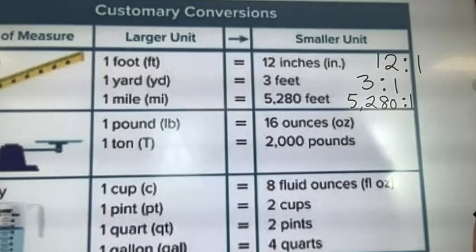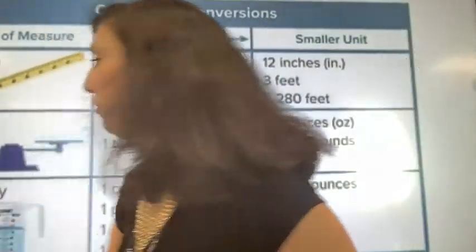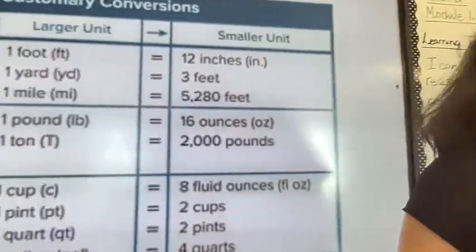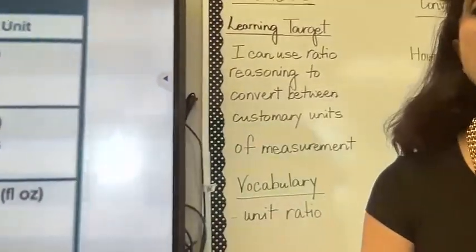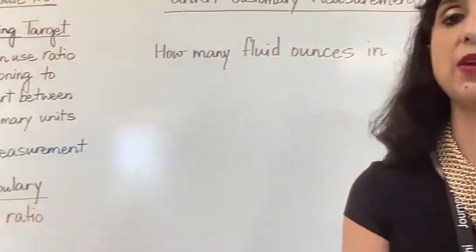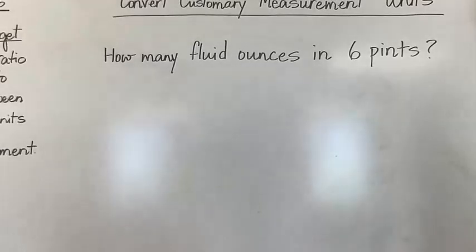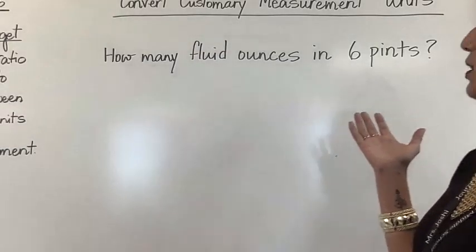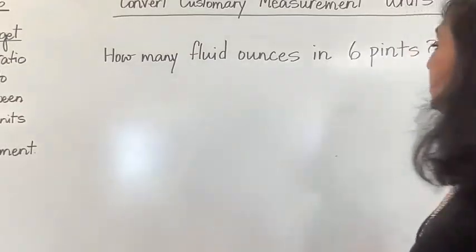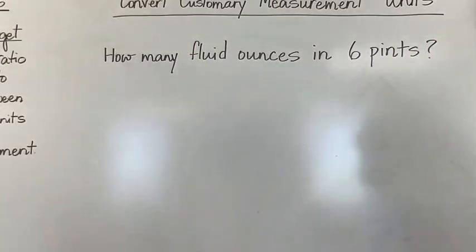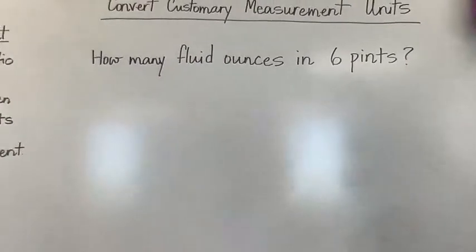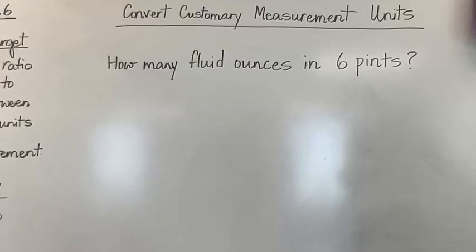Let's now convert. We are going to convert larger units to smaller units. Okay? Larger units to smaller units. So let's look at this one. It's asking how many fluid ounces are there going to be in 6 pints. All right. So I can use a bar diagram to represent this, and then I will show you also using ratios.